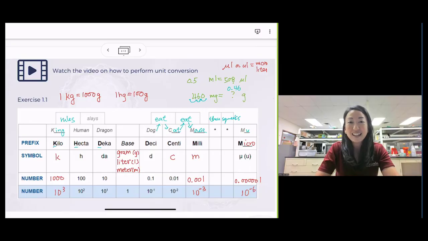Okay. Now that you kind of know how to use this chart, please do some exercises in 1.2. Look at the chart and see if you can figure out the answers to exercise 1.2.